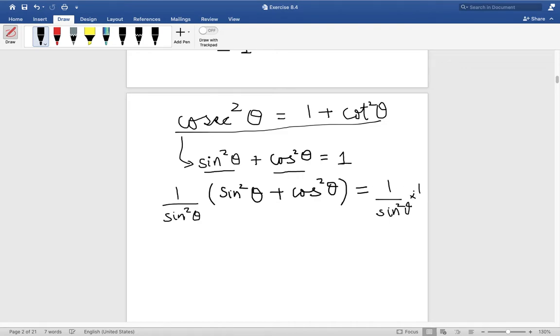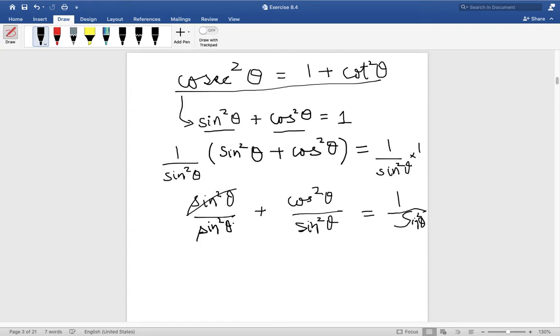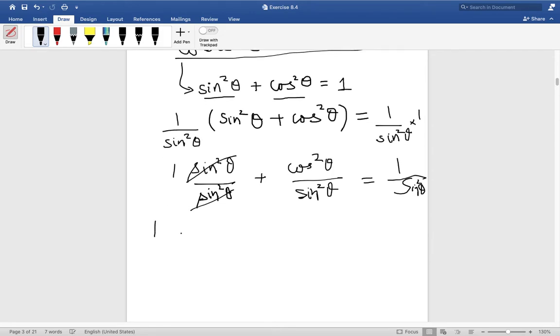Okay, so 1 into 1 is 1. But when I open this bracket, I will get sine square theta by sine square theta plus cos square theta by sine square theta, which is 1 upon sine square theta. So this and this are equal, so you can just cancel it and you get 1. And you have cos square theta by sine square theta over here.